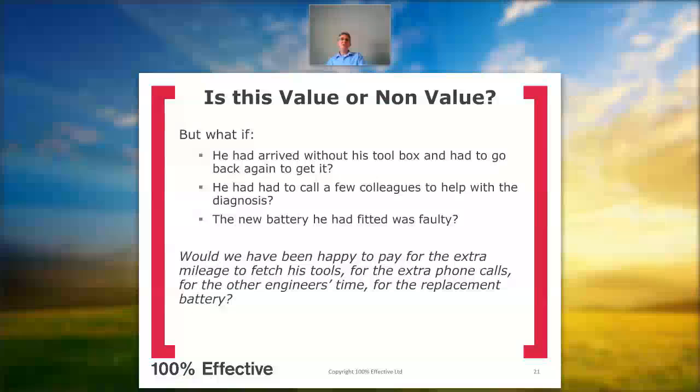But what if he'd arrived without his toolbox and had to go back again to get it? What if he had had to call a few friends or colleagues to help with the diagnosis? What if the new battery he had fitted was in fact faulty? Would we have been happy to pay for the extra mileage to fetch the tools, for the extra phone calls, for the other engineer's time, for the replacement battery? I think not.